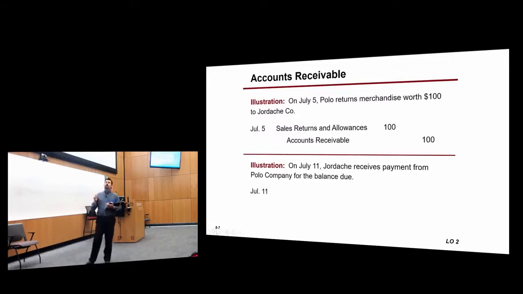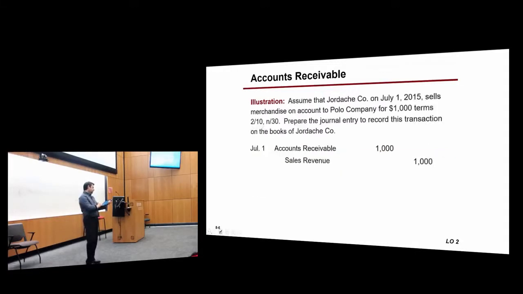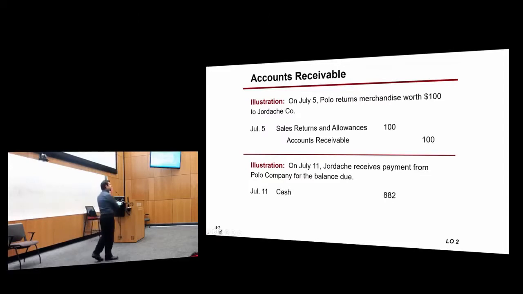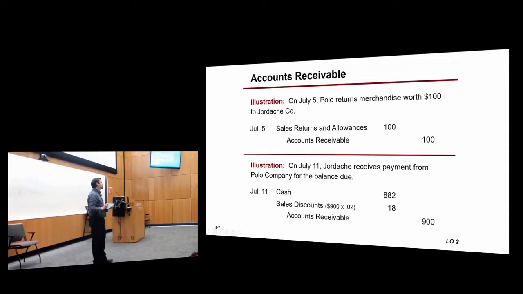Okay? On July 11, the company also received a payment. That was within the discount period, right? So, how do we used to do that? Cash would be the full amount minus the discount. Then we have sales discount, okay, which is 2% multiplied by the net sales. Remember, not the ones that were returned. Accounts receivable will be credited $900. Okay?